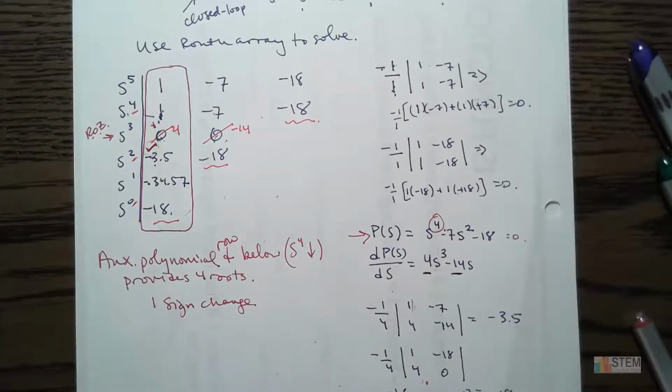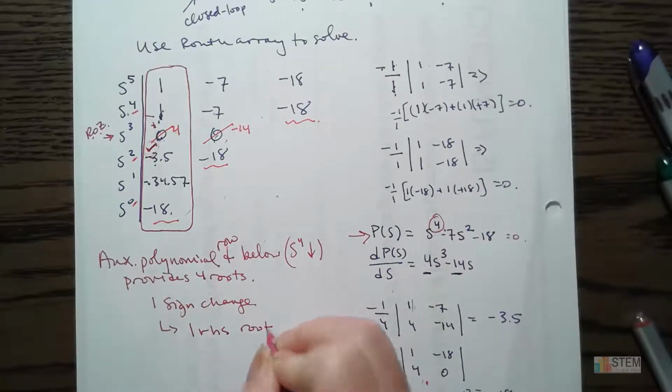Okay, now what does that tell us? Well, anytime we have a sign change, that means we have a root on the right-hand side. All right, so we've got 1 right-hand side root. I know that. Okay.